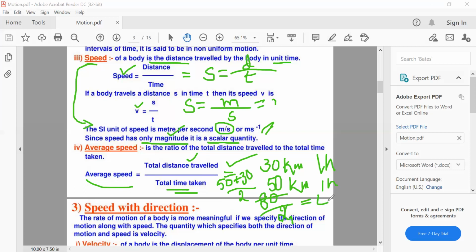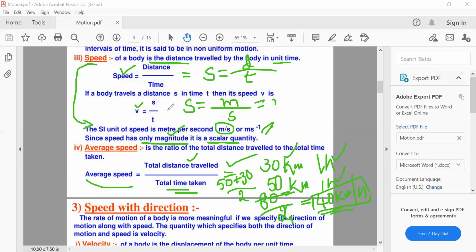Now I can say that on average, the bus has a speed of 40 kilometers per hour, right? The 40 kilometers per hour does not mean that the bus traveled at 40 kilometers per hour throughout the time. It's just the average value, right? In 1 hour the object covered 30 kilometers, and in the next hour it covered 50 kilometers. If I take the average, the average speed is 40 kilometers per hour, right? So this is all about the speed concept, right?